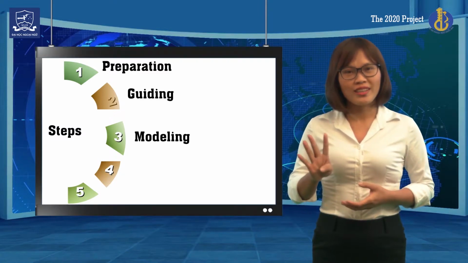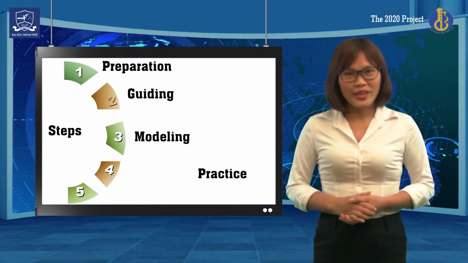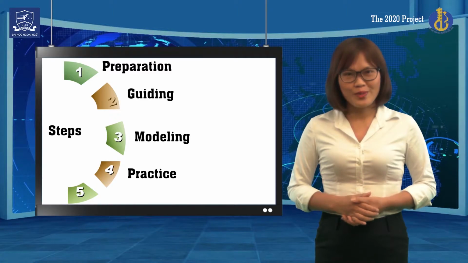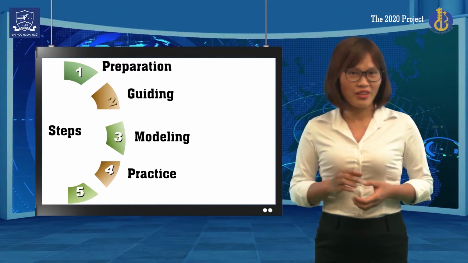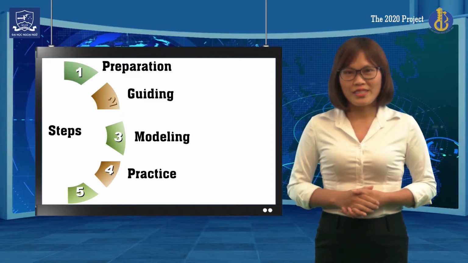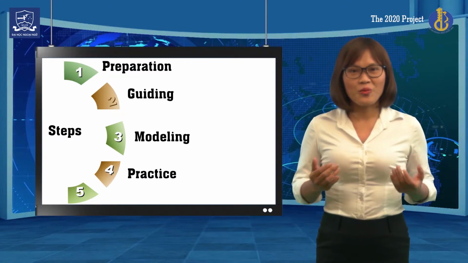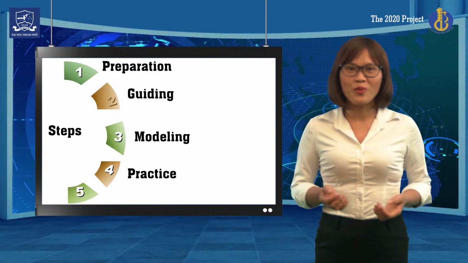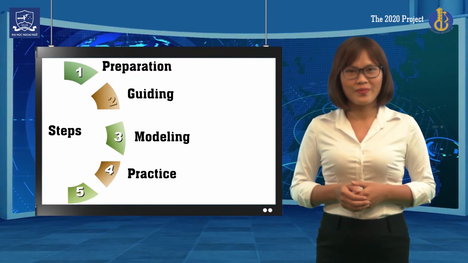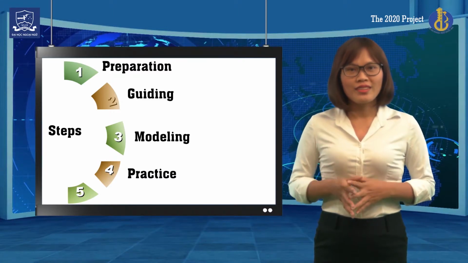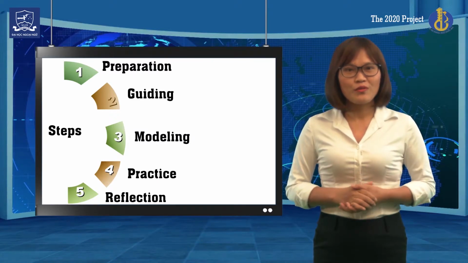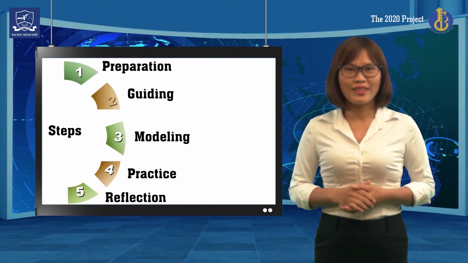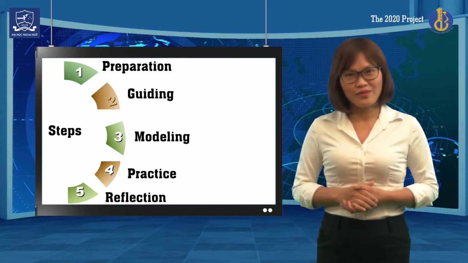Step number 4. Students will then practice and engage in self-assessment. Make sure that students practice one step at a time, and the teacher provides feedback so students are aware of what went well and what may need to be improved. Step number 5. Give students time to revise their work and set goals for future learning based on their self-assessment and the teacher feedback.